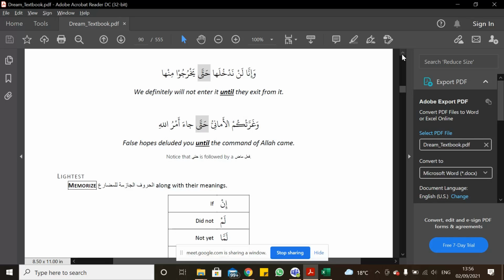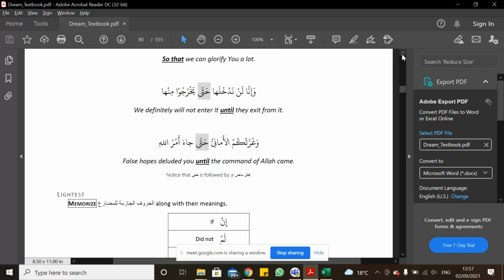So now we say hatta, until, had no effect on Ja'a because it is fi'l madi. And before that, hatta had an effect on yakhruju because it is fi'l mudari. Everybody okay with the concept? So far so good?